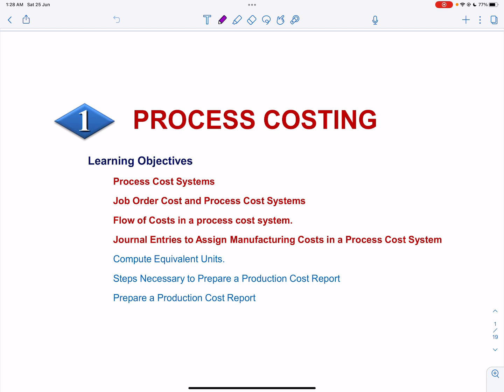In the second video on process costing, we will talk about how to compute equivalent units. And in the third video, we will talk about the 4 steps necessary to prepare a production cost report and how to prepare a production cost report.